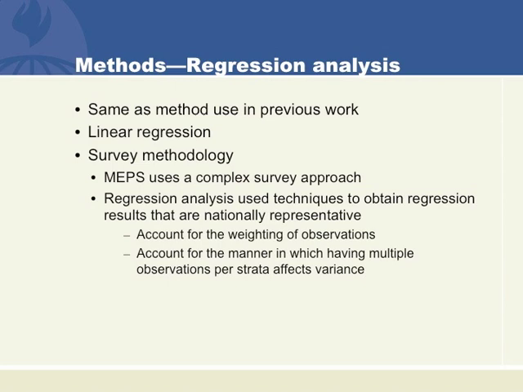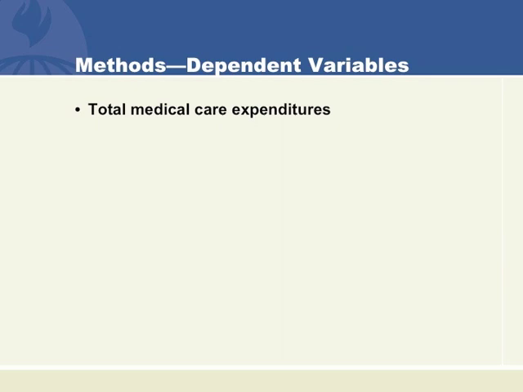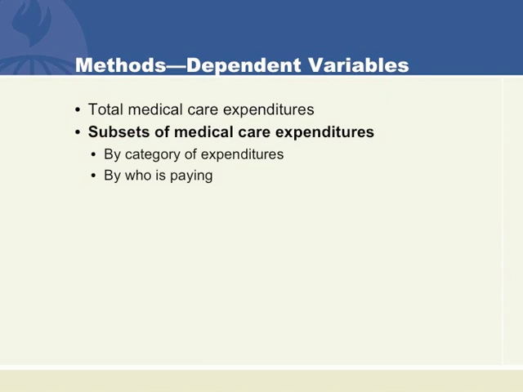And we account for the weighting of the observations, and we account for everything that needs to be accounted for to use the Medical Expenditure Panel Survey data correctly to come up with a nationally representative estimate. So our three dependent variables: we have total medical care expenditures, and then sometimes we look at subsets of medical care expenditures. MEPS allows you to look at a variety of subsets, some based on the category of the expenditures, like home health agency costs, or prescription drug costs, or costs related to dental care, just as three examples.